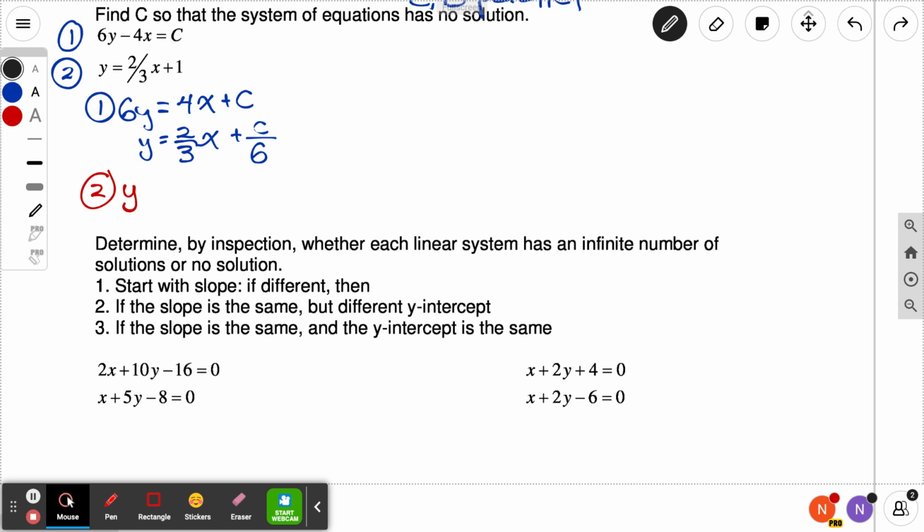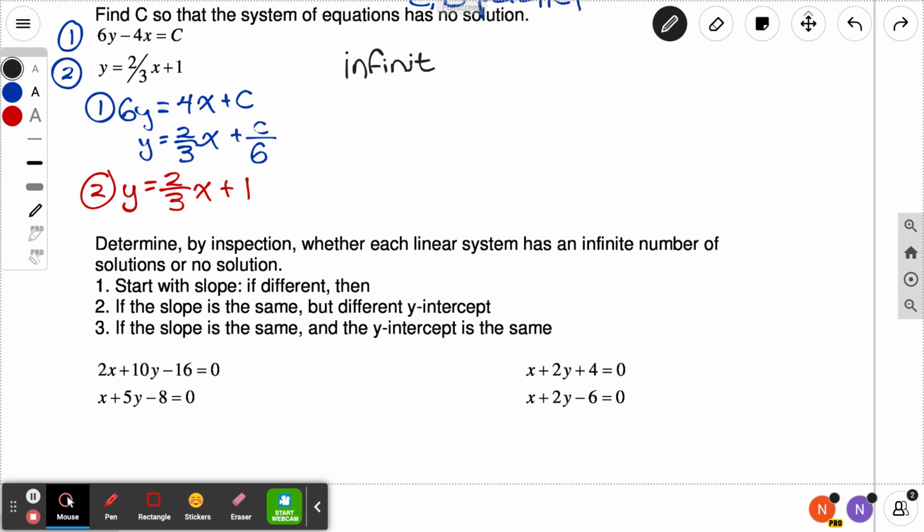So we have y equals 2 over 3 x plus 1. Now we kind of have two cases when we have the same slope. It's either possible that they could have a different y-intercept or the same y-intercept. If they have the same y-intercept, there will be infinite solutions. So let's just look at that case first, even though I know that's not what we're looking for now.